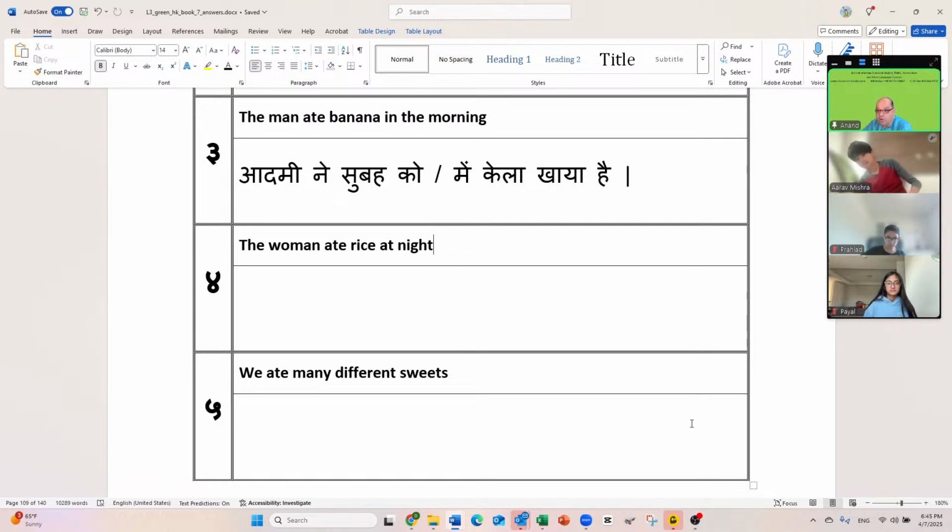Okay. Let's break down the sentence. You are using the ya form. Why are you using the ya form? खाया है. Why not आता है? खाता है. Because it's not like a habit. Okay. Because it is one instance of eating rice. Right?